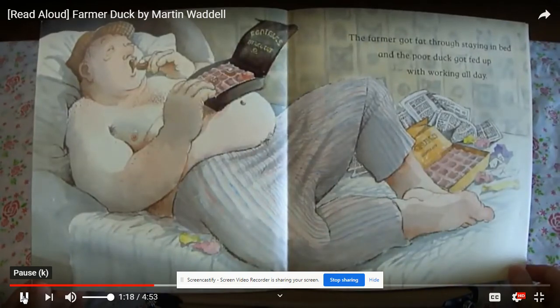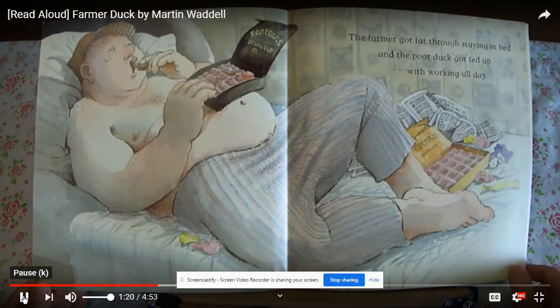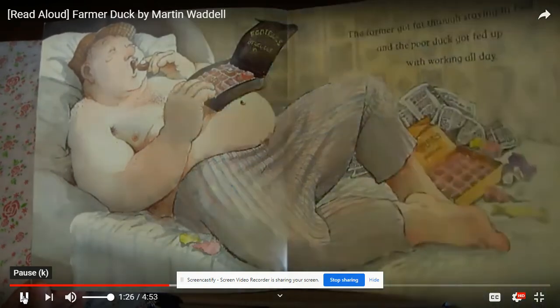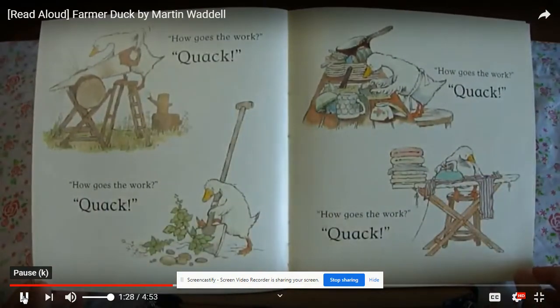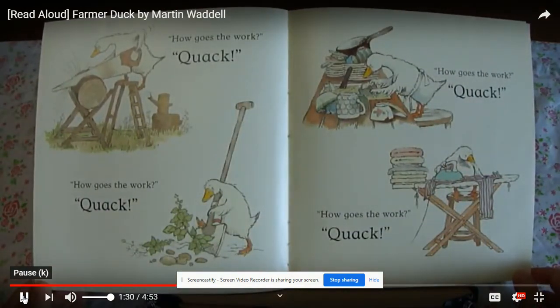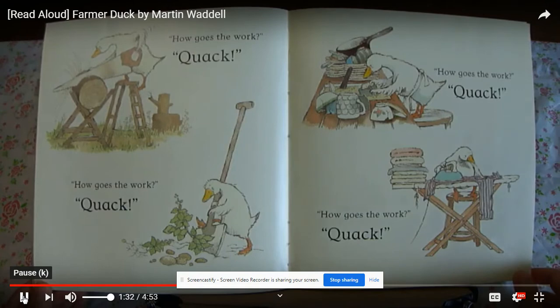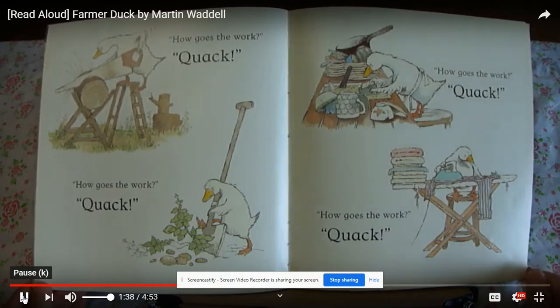The farmer got fat through staying in bed, and the poor duck got fatter with working all day. "How goes the work?" "Quack." "How goes the work?" "Quack." "How goes the work?" "Quack." "How goes the work?"